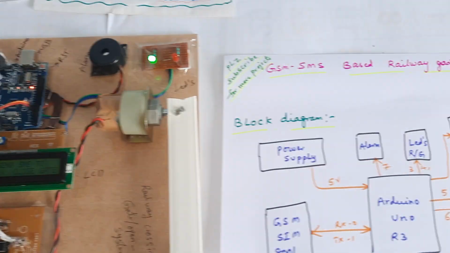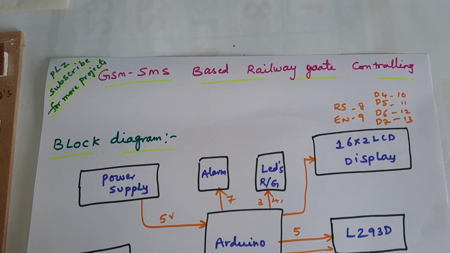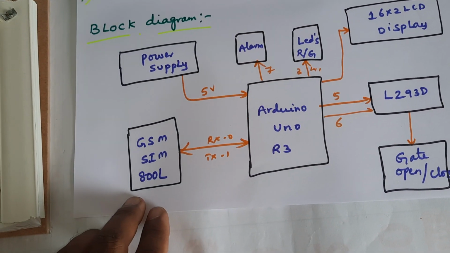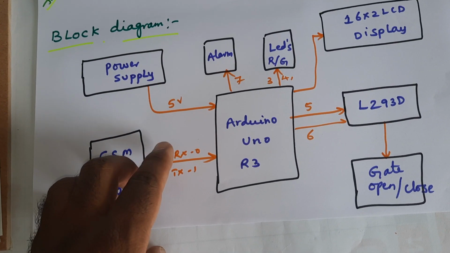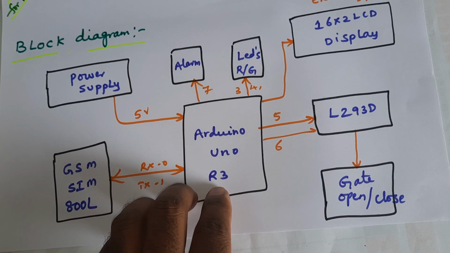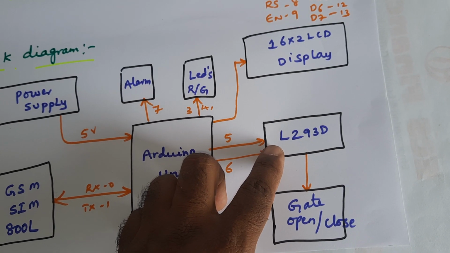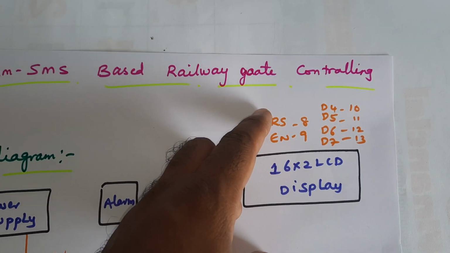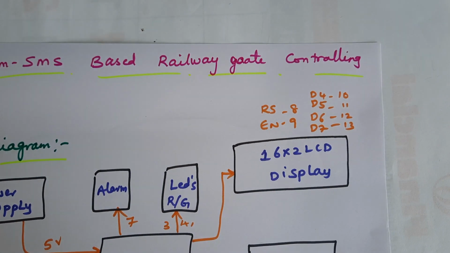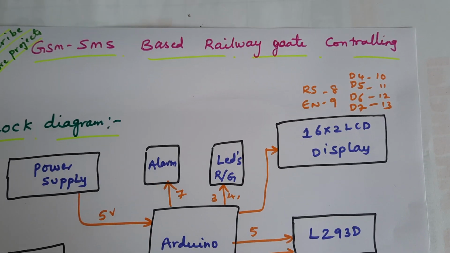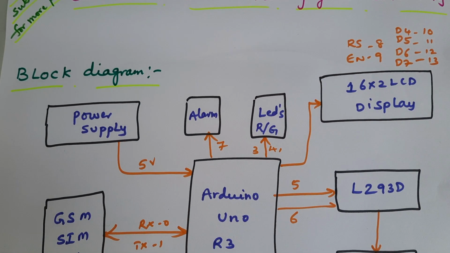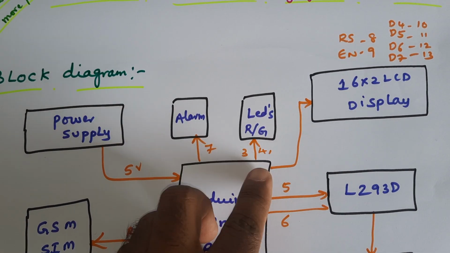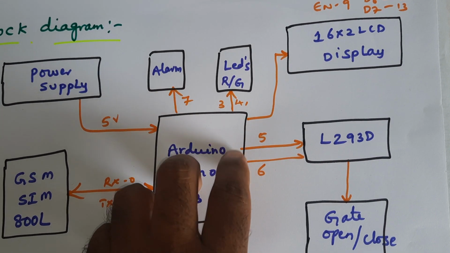The project title is GSM SMS based railway gate controlling, an SMS based gate open close system, using GSM SIM 800L. It is connected with RX TX 0 and 1, Arduino Uno R3, L293D driver IC, gate open close system, and a 16x2 LCD display. It is connected with RS, enable, D4, D5, D6, D7, 8, 9, 10, 11, 12, 13, and alarm and LEDs, red LED and green LED. It is connected with 3, 4, L293D 5, 6.